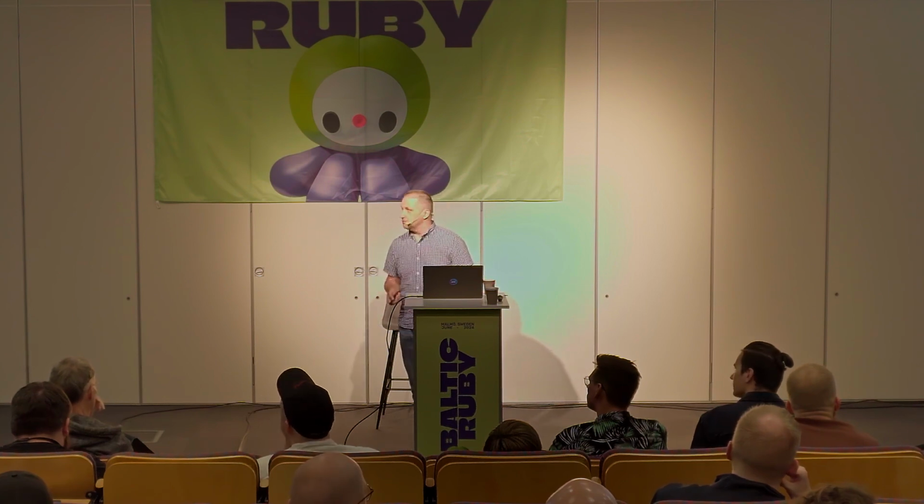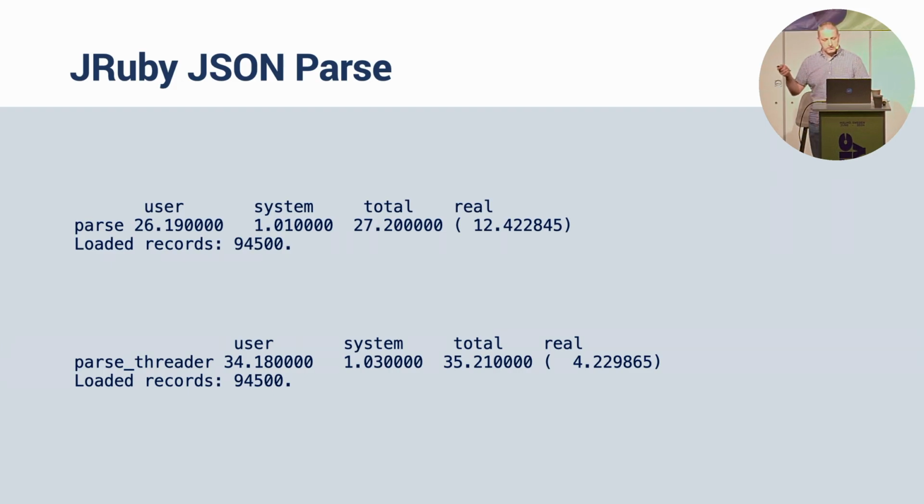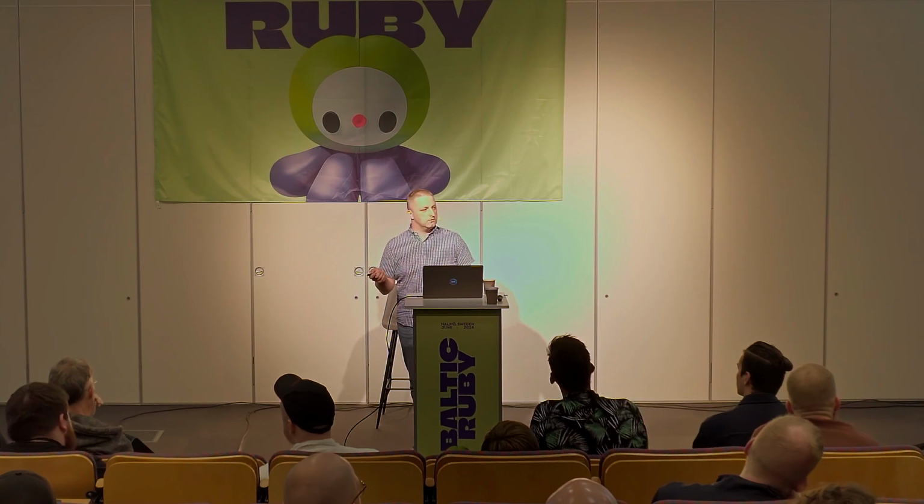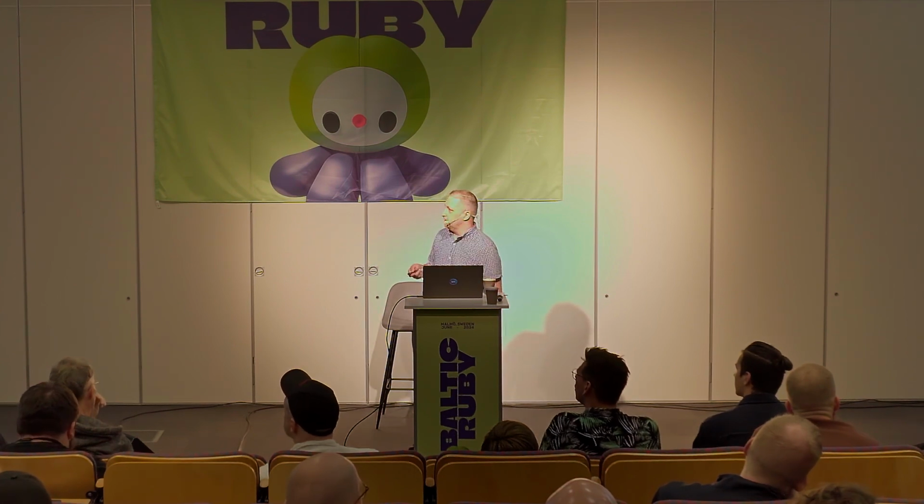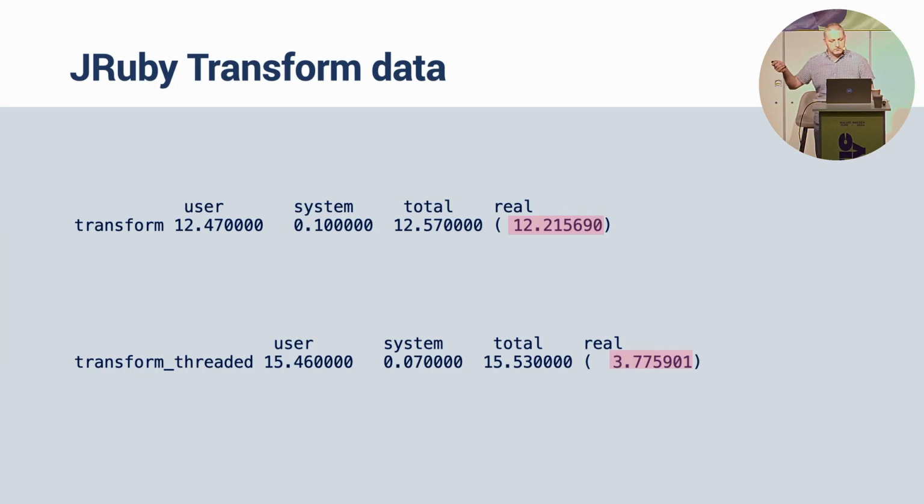Therefore, let's switch to JRuby. JSON parse, yeah, in single-threaded execution is a lot slower, I would say, than in CRuby. But if we look at the parallel execution, then we see that those numbers are much better than previously. Will it be the same with the transform operations? Or maybe there are some new results? And the same, we can see that we got almost 4 times better results also in our transform.